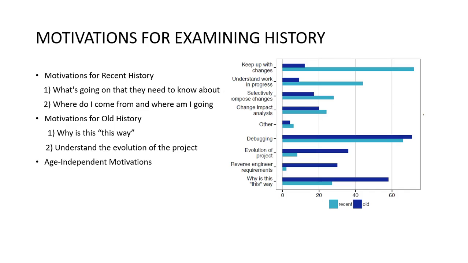By interviews and survey, they found the motivations for examining history. The motivation for recent history is to check what's going on and cope with the changes which others make, and to check the process of the software, where it started and where it's going. And the motivation for checking old history is to understand the evolution of the project and to check the effect of the code for each change.